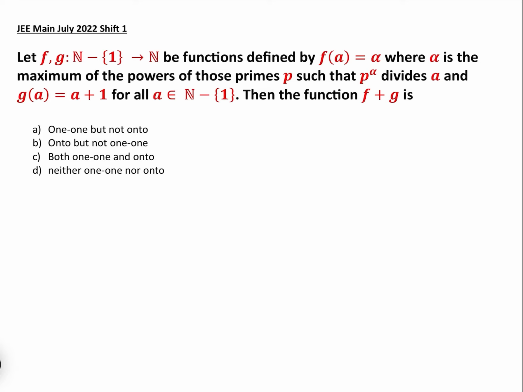Okay, so we've got two functions here, f and g, both mapping the natural numbers minus the number 1 to the natural numbers. Let them be functions defined by f of a equals alpha, where alpha is the maximum of the powers of the primes such that p to the alpha divides a, and g of a is a plus 1 for all a contained in the natural numbers minus 1. Then the function f plus g is what?